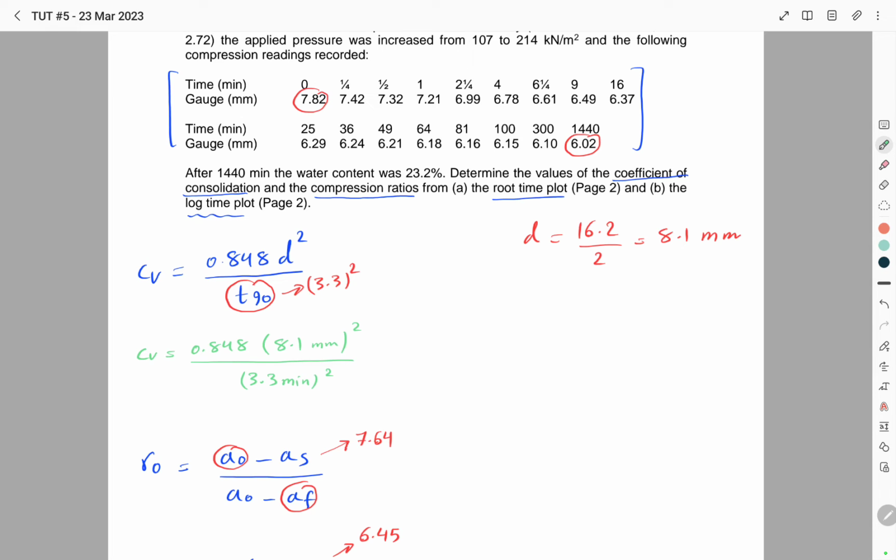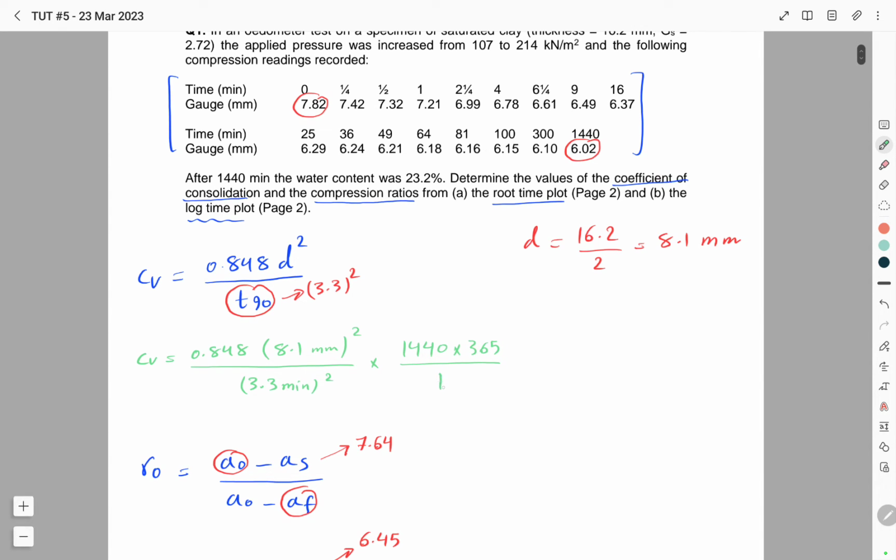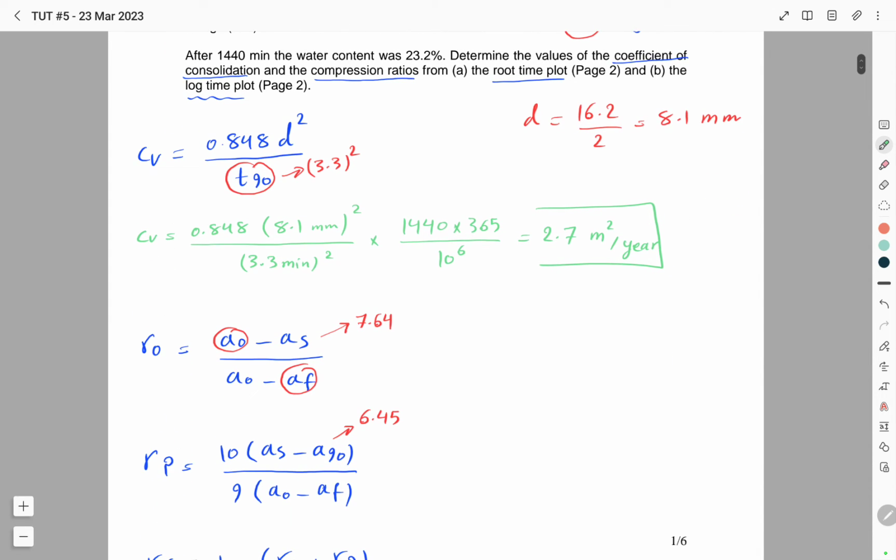And if they want the unit to be square meter divided by year, they have to multiply this value by 1440 times 365 divided by 10 to the power of 6. And the value for CV would be 2.7 square meter divided by year. So this is the first value that we had to determine.